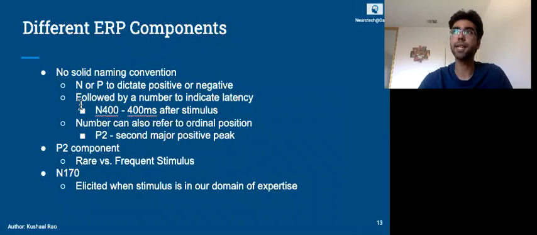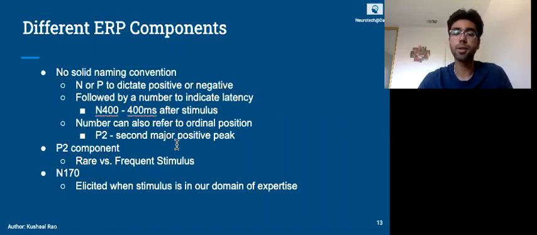Latency means the delay between when the stimulus was presented and when we saw this peak. So in this case, N400, which is an ERP component used when we're studying language, is called 400 because it's detectable 400 milliseconds after the stimulus has been presented or after the task has been initiated. The number can also refer to the ordinal position. So P2 refers to the second major peak. It's not relative to time in milliseconds, but it's the second major peak that we see in this particular waveform.